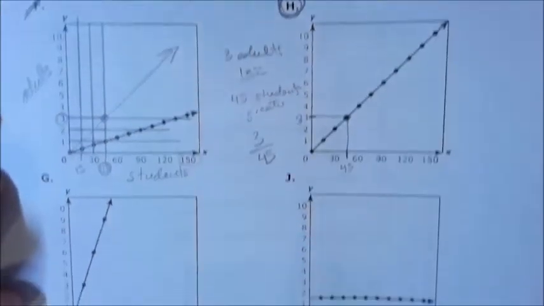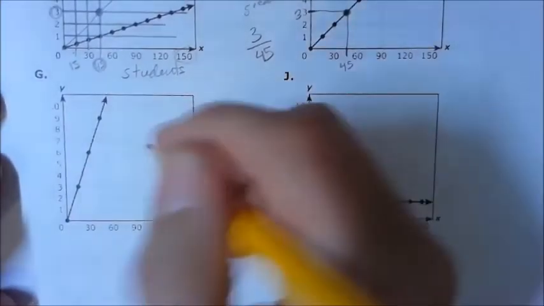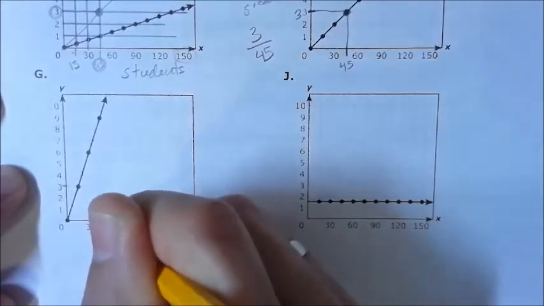Now let's look at G and J, just so we can eliminate them in case one of you chose one of those, and let me show you why it's wrong. So let's see, if this one matches up with 3, and here's 45.